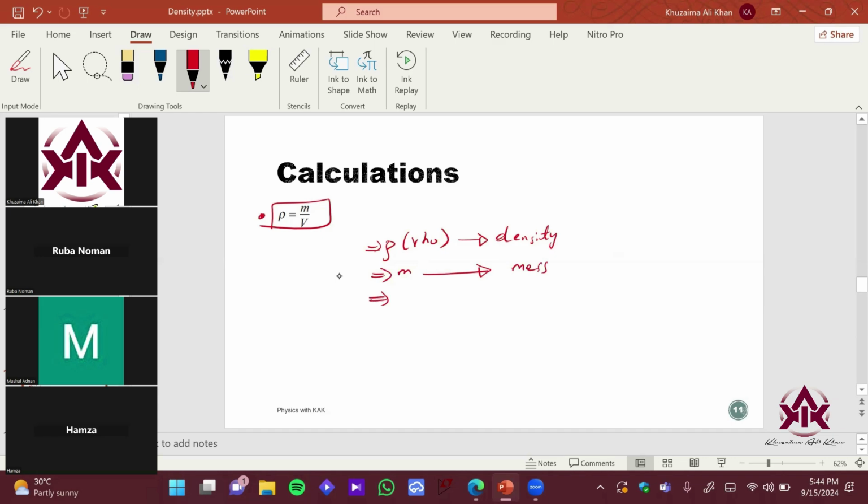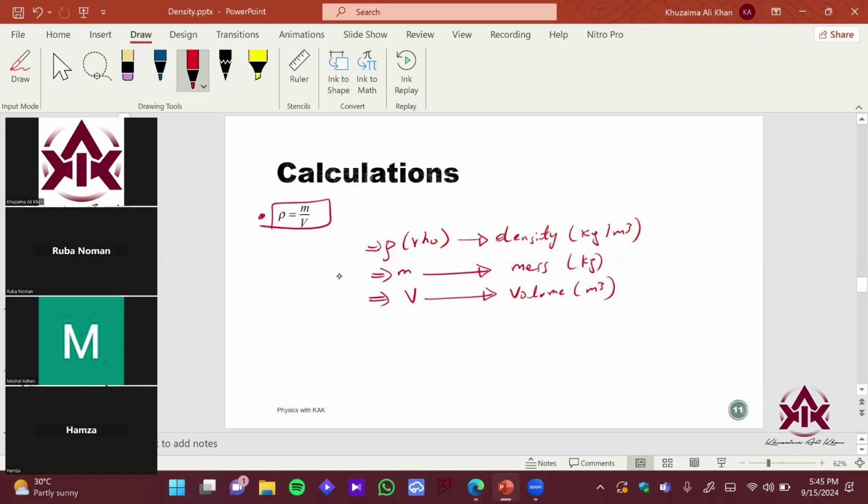And then you have capital V, which represents volume, right? Density is measured in kilogram per meter cube, and mass is measured in kilograms. Volume is measured in meter cube, right? Makes sense?